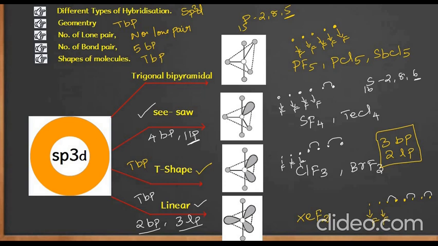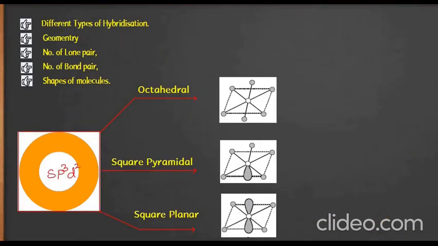So let's move to the next one, that is sp3d2 hybridization. Here examples are SF6 and TeF6. We know that sulfur has atomic number 16, so 2, 8, 6 electronic configuration. So the outermost electrons are 6. So keep 6 dots, and each one is filled by fluorine.